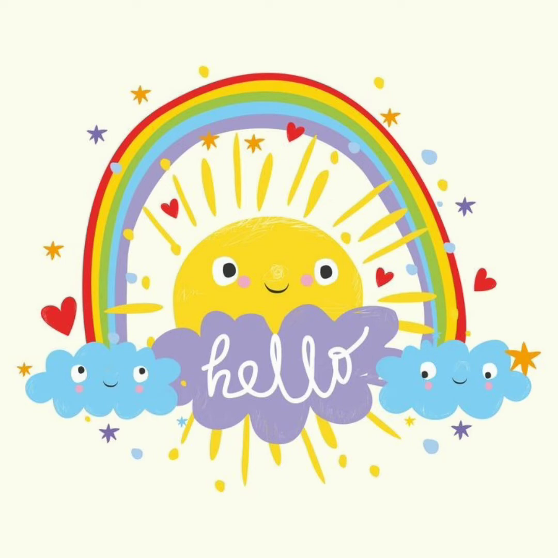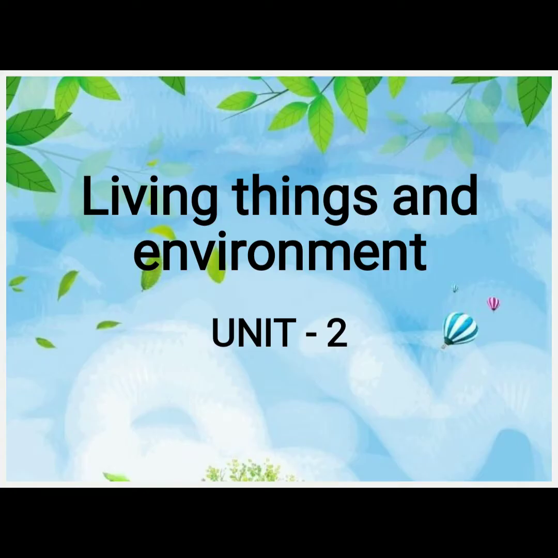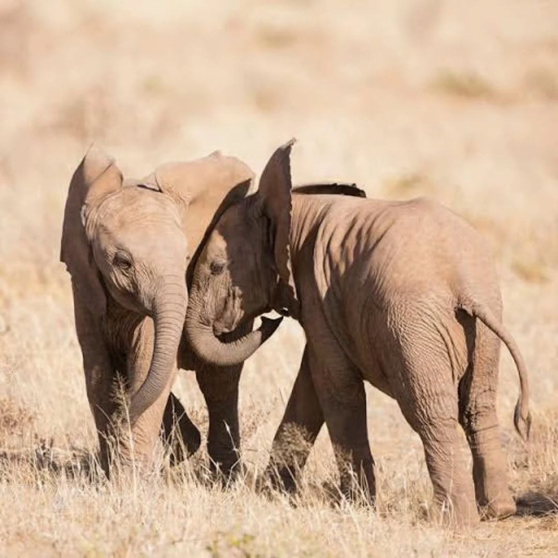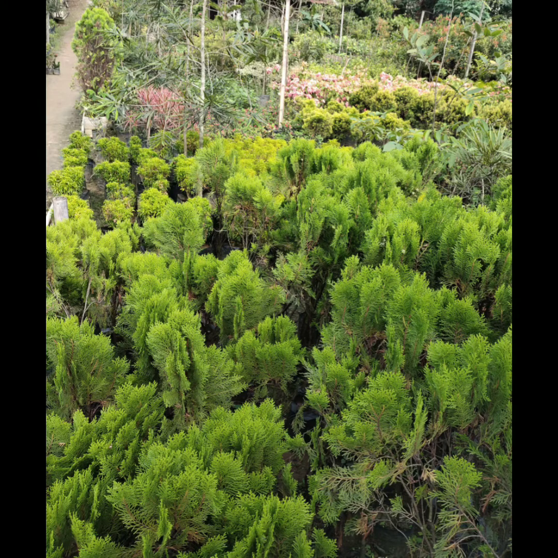Today we are going to learn a new unit, that is Living Things and Environment, Unit 2. First, we shall learn what a habitat is. A habitat means the natural home or environment of an animal, plant, or other organism.